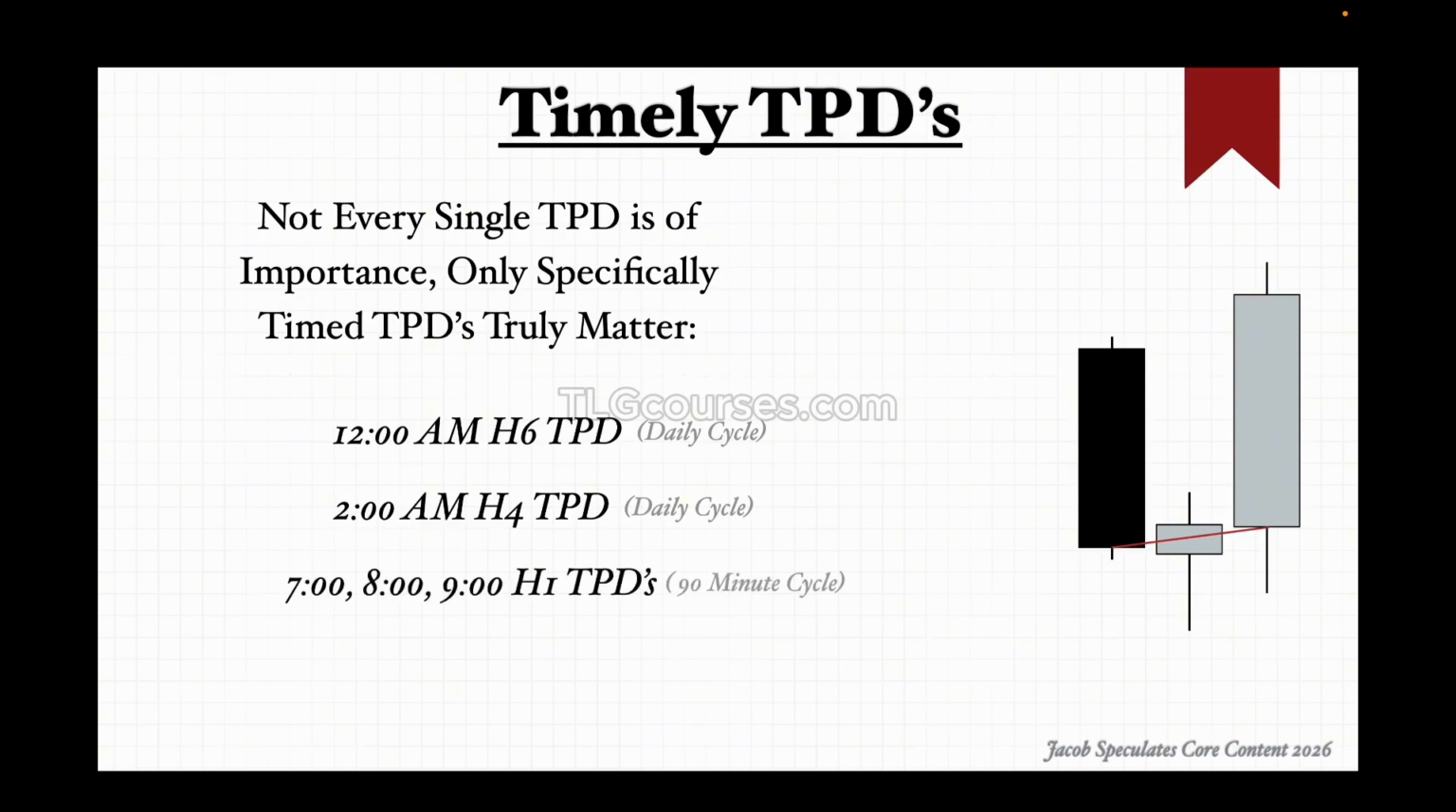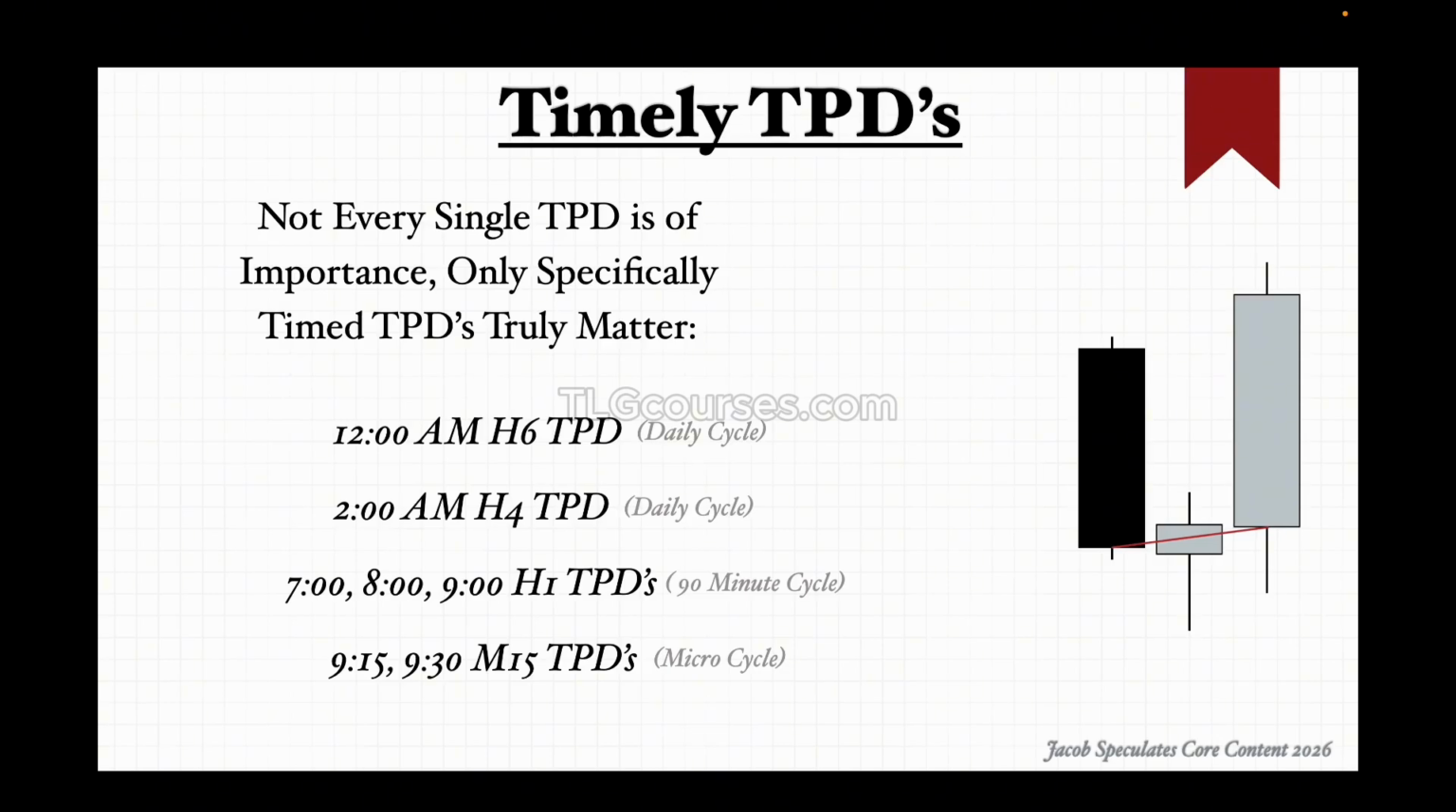Now moving on to the 7 o'clock, 8 o'clock, and 9 o'clock 1-hour TPDs. If that second candle is any of these times on a 1-hour chart, then on candle number 3, you are anticipating a 90-minute cycle sequential SMT. And finally, we have the 9:15 and the 9:30 15-minute TPDs. If you see candle number 2 print a 15-minute TPD at 9:15 or 9:30, more times than not, you can expect a micro cycle sequential SMT.